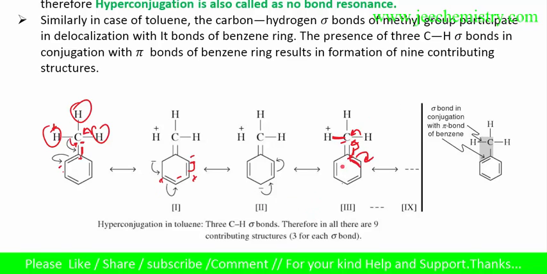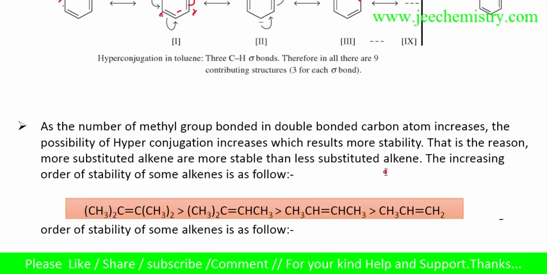Therefore, in all there are 9 contributing structures, 3 for each sigma bond. For each sigma bond, 3 structures are generated, as I have shown, and in a similar way 9 structures are generated. These are sigma bonds in conjugation with the pi bonds of benzene, as I have already explained.